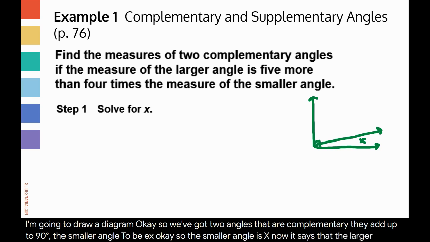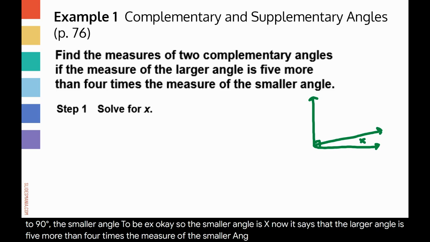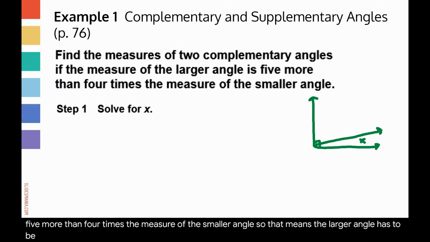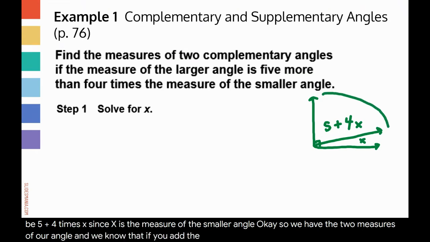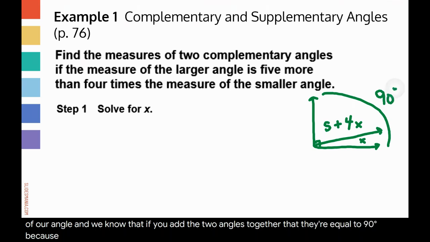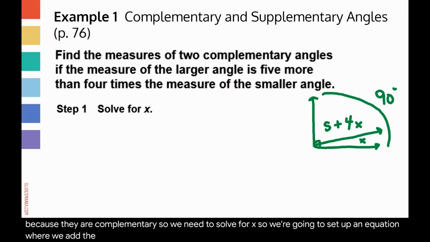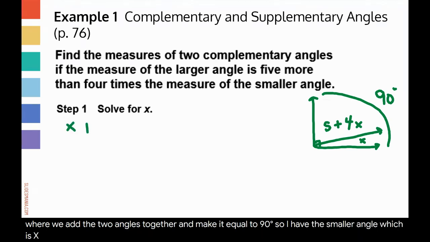Now it says that the larger angle is 5 more than 4 times the measure of the smaller angle. So that means the larger angle has to be 5 plus 4 times x, since x is the measure of the smaller angle. Okay, so we have the 2 measures of our angle, and we know that if you add the 2 angles together, they're equal to 90 degrees because they are complementary. So we need to solve for x. So we're going to set up an equation where we add the 2 angles together and make it equal to 90 degrees. So I have the smaller angle, which is x, plus the larger angle, which is 5 plus 4x, and that's going to be equal to 90.